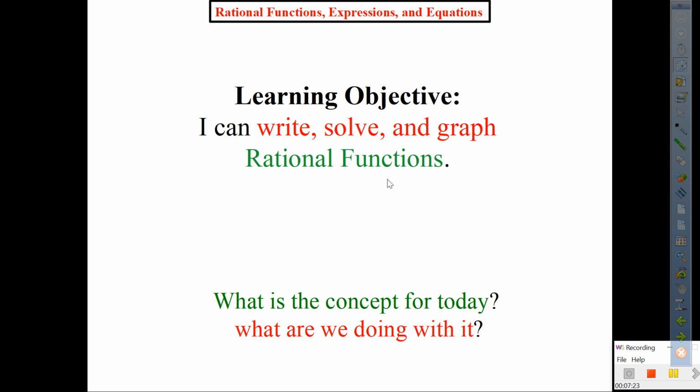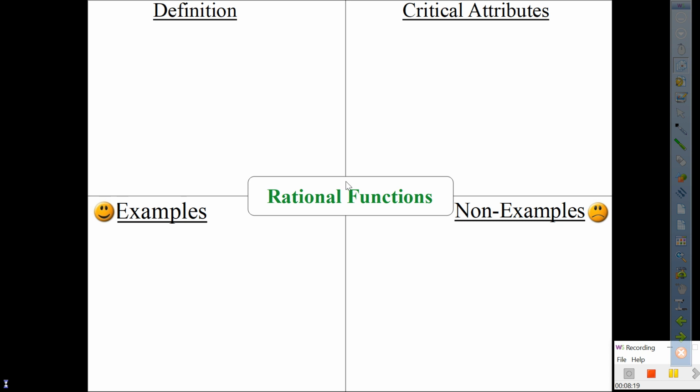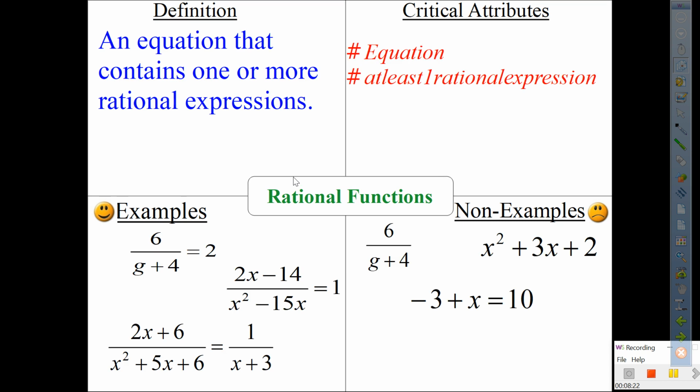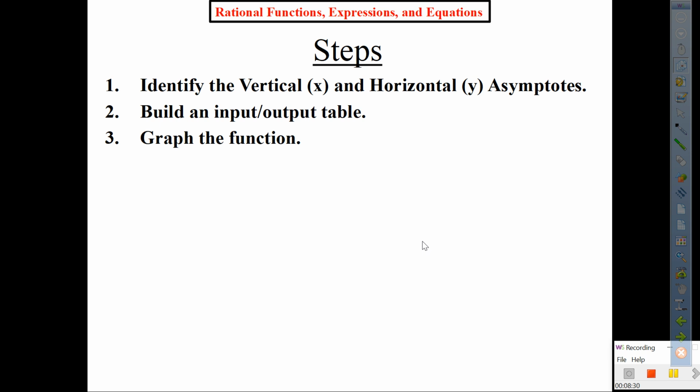Once again, I can write, solve, and graph rational functions. Make sure you have your colored pens because today we're going to add more processes and you're going to need to keep organization so that you don't get lost. We know what rational functions are. That's why we don't need a Frayer model. We know that they are equations that contain fractions. We filled that in already for 2 days, yes? From there, I gave you guys steps to graph. Is that correct? Yes, we have those 3 steps, which were: identify the asymptotes, input-output table, and then graph.